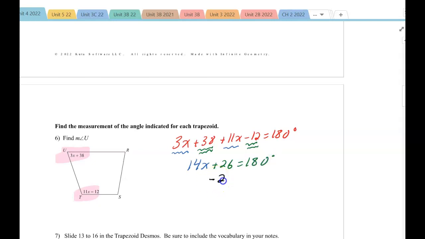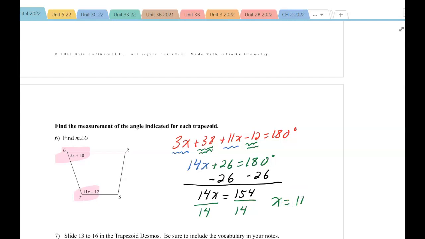I'm going to subtract 26 from both sides. So 180 minus 26 is 154. So 14x is equal to 154. Then I'm going to divide by 14, and we'll get x is equal to 11. I also want to find angle U here. So the measure of angle U would be 3 times 11 plus 38. So 3 times 11 plus 38 on my calculator gives me angle U is 71 degrees.